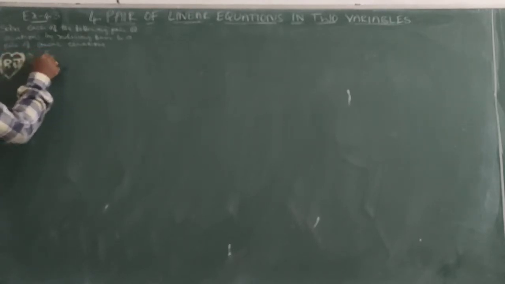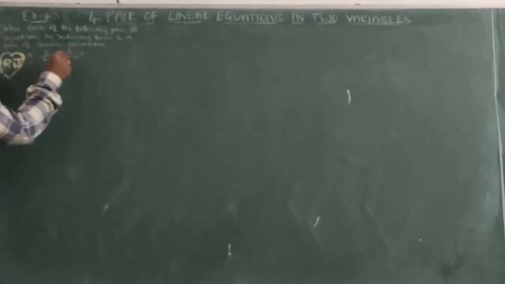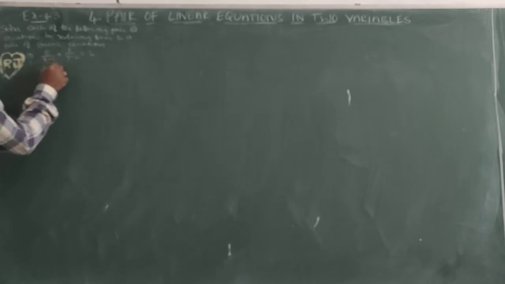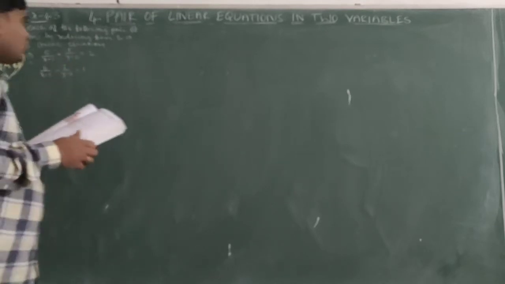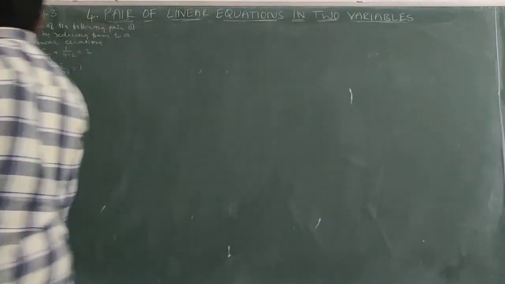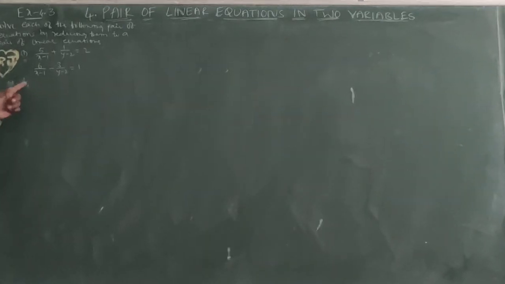5 by x minus 1 plus 1 by y minus 2 equal to 2. 6 by x minus 1 minus 3 by y minus 2 equal to 1. So this is the question. Now we need to find the solution. If we observe the denominators, x minus 1 and y minus 2 are the same in both equations, so I am taking 1 by x minus 1.